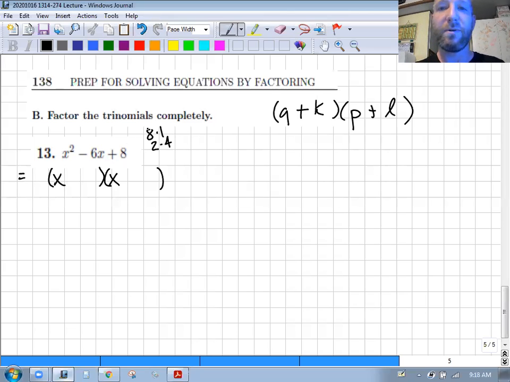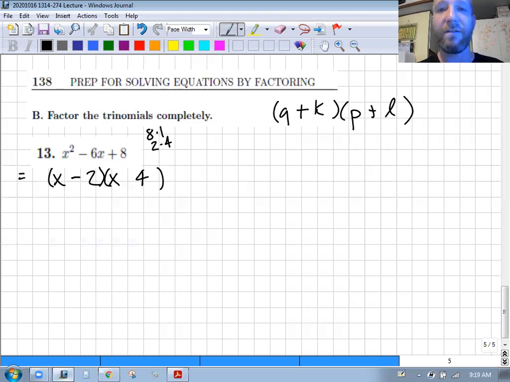But these numbers have to add to give us this negative 6x, right? If I put a 2 and a 4 in here, and let's say I put a plus and a plus, that gives me an 8, right? But I'm going to get a 2x and a 4x, and they're going to add together to give me a positive 6x. I need a negative 6x. So that tells me that these can't be positive.